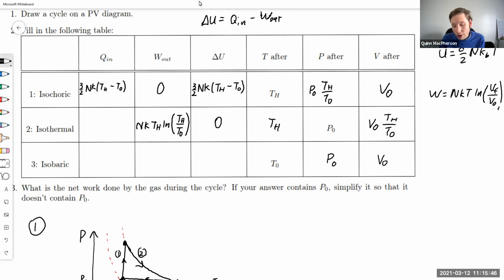I can then use the first law of thermodynamics. The delta U doesn't change, so all of the work I do must go into heat. So those must be the same. Q must equal W. So we can also write NK T hot natural log of T hot over T initial. Okay, sounds cool. And then I'm down to the isobaric process.